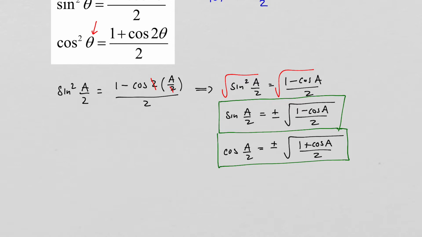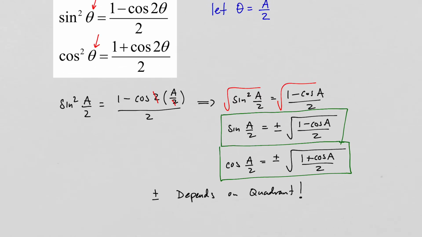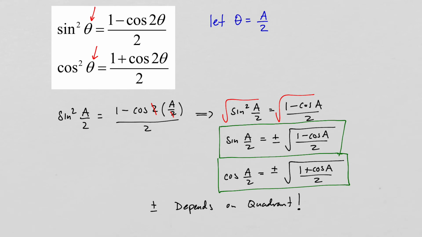Now, a couple of comments. You will notice that we have a plus or a minus in each of these. The plus or minus does not mean both. The plus or minus is dependent on the quadrant. So I'll write that down here. Plus or minus depends on quadrant. So it's one or the other. You have to know what quadrant your angle is in order to be able to use the identity or the formula effectively.